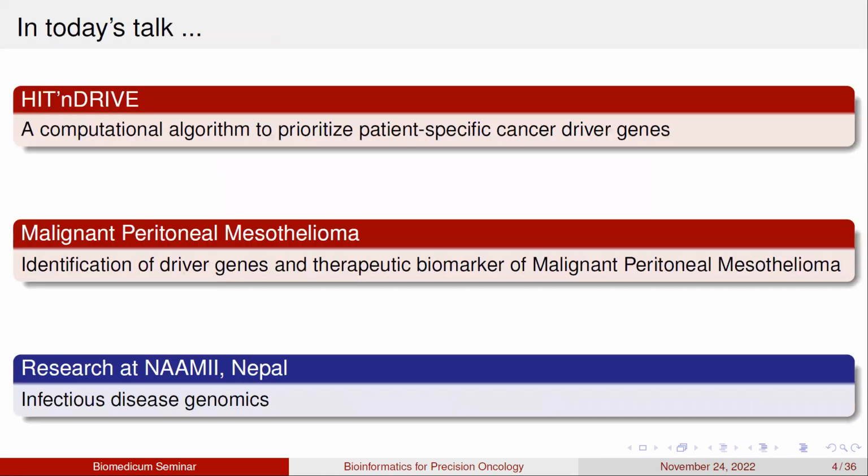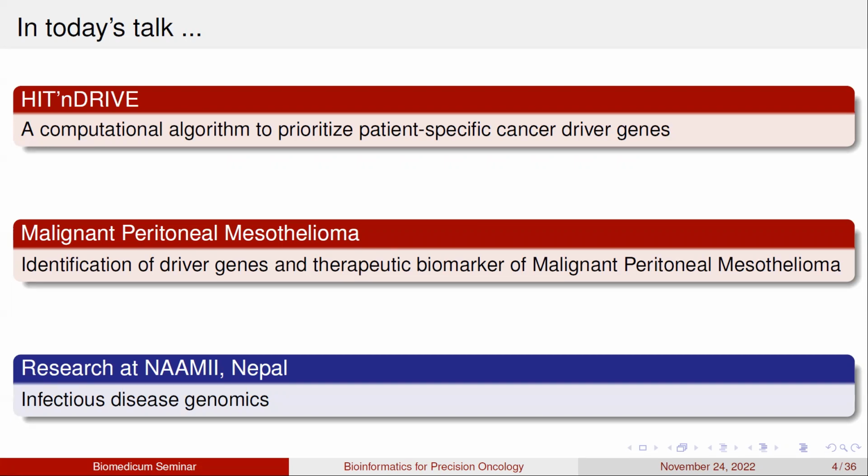In today's talk, I will be briefly going over two major studies that I've conducted. The first study is mostly about a computational algorithm that prioritizes cancer driver genes. This part of the talk will be more mathematical and computationally heavy. In the second part of the talk, I will describe how we can utilize such a complex computational algorithm to identify different cancer driver genes.